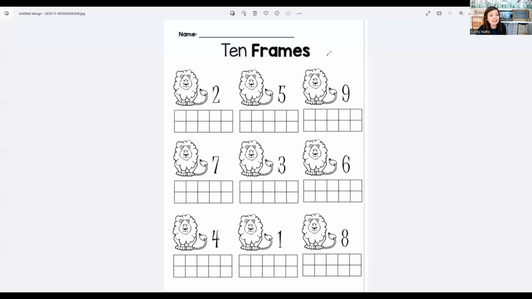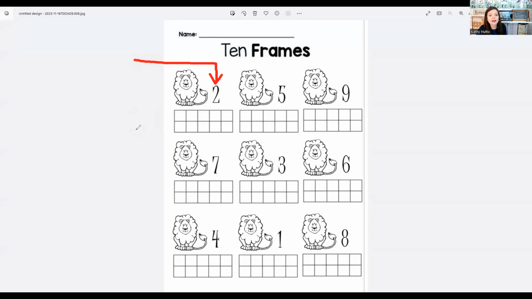Now it's time for math. And for math today, we're going to be using a Lion 10 frame. Take a look at this. Now, why is it called a 10 frame? Because if all of these spaces were filled up, you would have 10. 1, 2, 3, 4, 5, 6, 7, 8, 9, 10. 10 spaces.